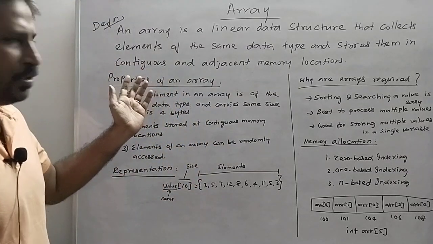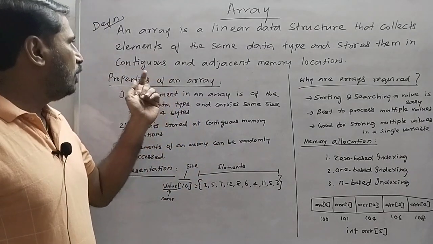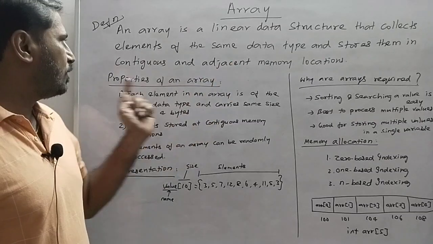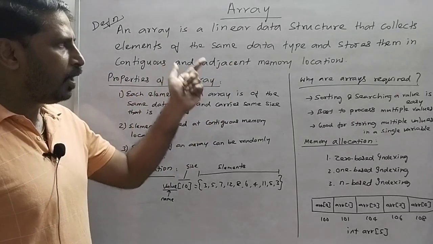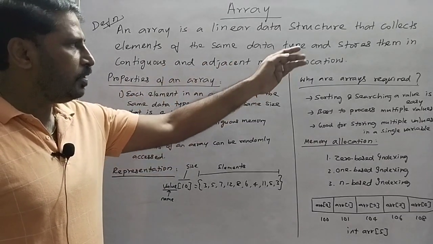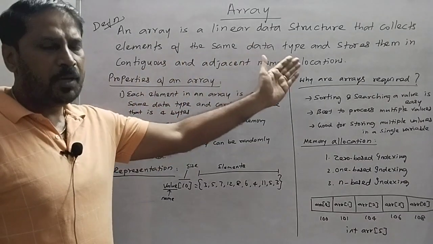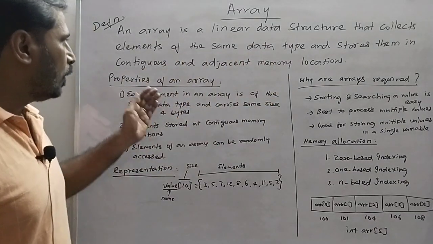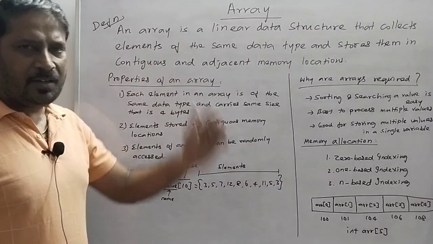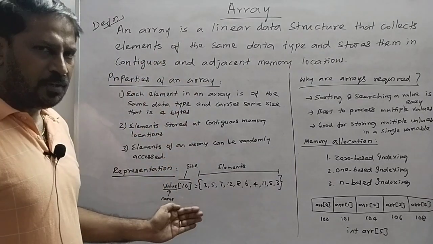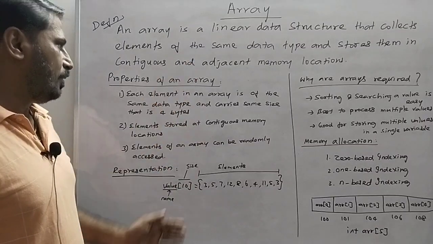So, the definition of array data structure is: an array is a linear data structure that collects elements of the same data type and stores them in contiguous and adjacent memory locations. Okay. So, array is a linear data structure. Why is it called a linear data structure? We are going to see why it is called a linear data structure.